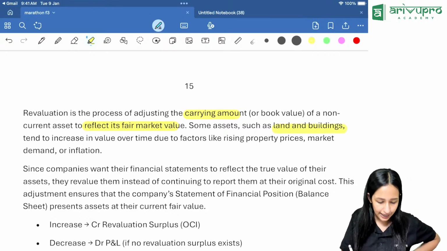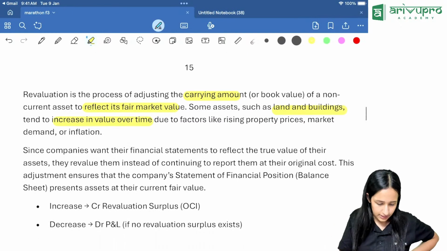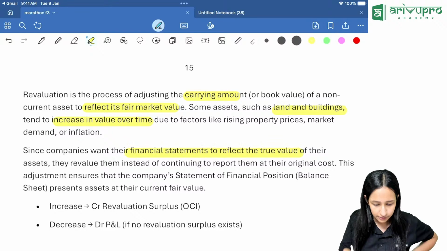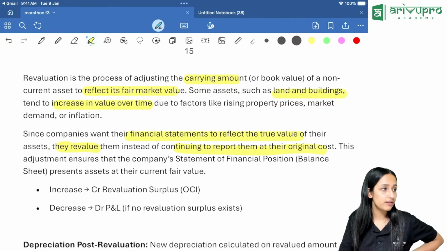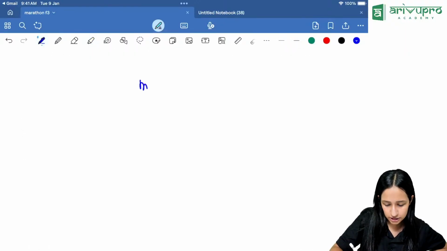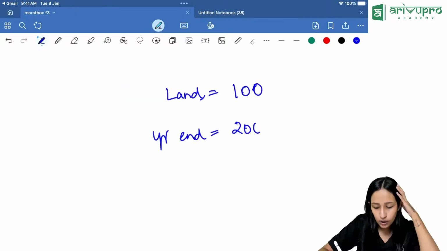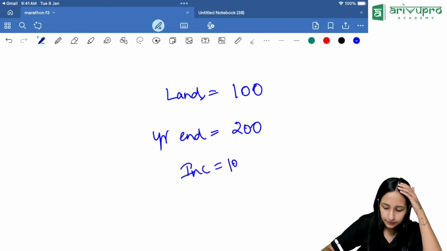Some assets like land and buildings tend to increase in value over time due to factors like rising prices. Since companies want the financial statements to reflect the true value, they revalue them instead of continuing to report at their original cost. So what are they telling here, guys? See here, there's a land. Now there's an increase of 100, right?